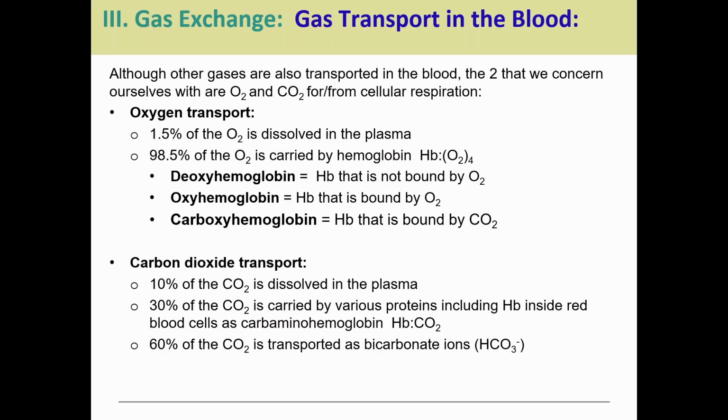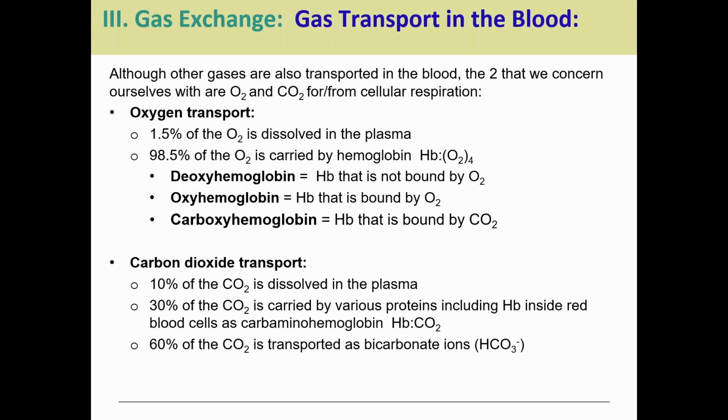4 oxygen molecules. When there is no oxygen attached to hemoglobin, we call it deoxyhemoglobin. When it does have oxygen bound, it's oxyhemoglobin. And then sometimes carbon dioxide can actually bind to it as well. And this is where we get carboxyhemoglobin or carbaminohemoglobin.